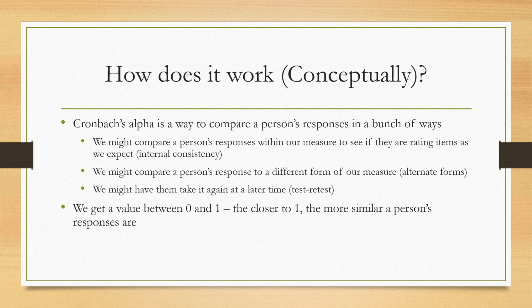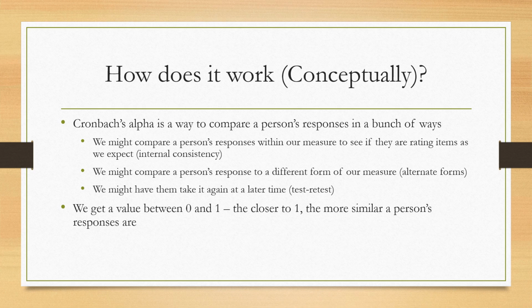When we see a Cronbach's alpha being used, we will see a value between 0 and 1. Similar to how we've been interpreting other things, the closer to 1 we get, the more similar a person's responses are. So if we have high internal consistency, getting 0.8 or 0.9, that means a person is answering consistently high or consistently low across the whole measure. That value doesn't necessarily mean that the person is answering high or low. It means that regardless of what level they're answering at, they are consistent across the whole measure.